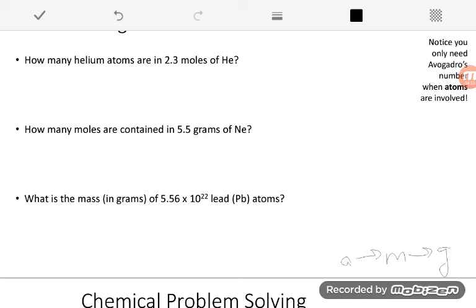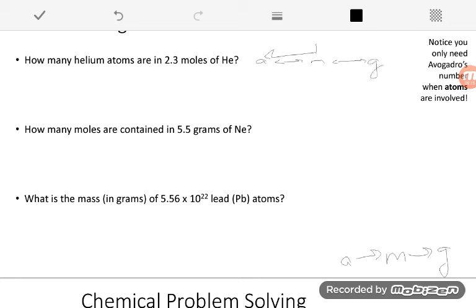How many helium atoms are in 2.3 moles of helium? So we know the path is atoms, moles, grams. We're going to start in moles, and we want to end up in atoms. So we're not going to use grams at all. Don't try and use grams.